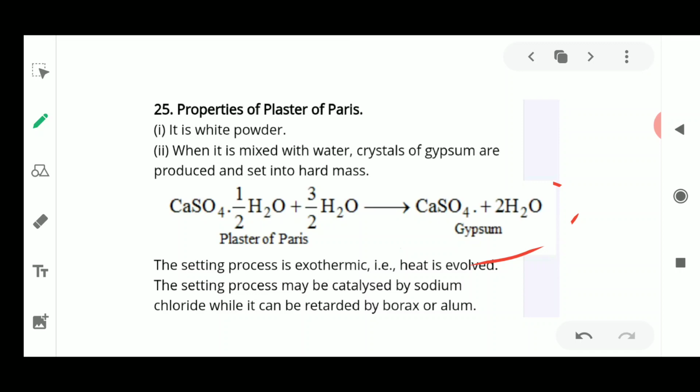That is why we could make many articles by using the same method after making a paste of plaster of Paris. We cannot leave that paste for a long time, as it dries very quickly. This setting is an exothermic process, meaning heat is evolved. The setting process is catalyzed by sodium chloride, and it is retarded by borax or alum. If we add alum to this paste, we can retard the setting.